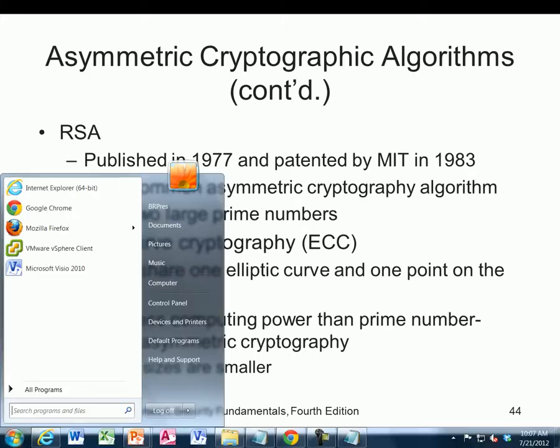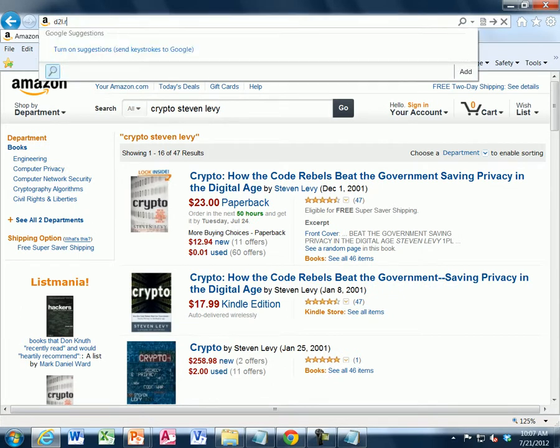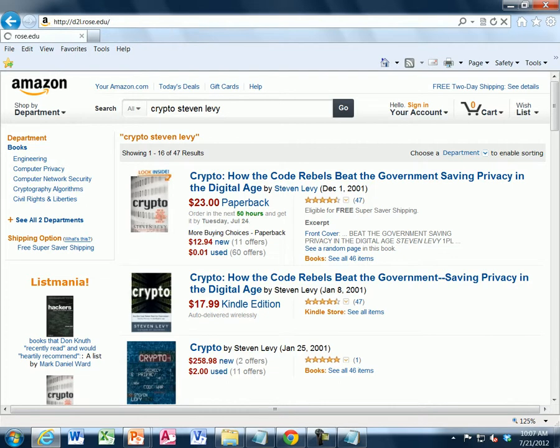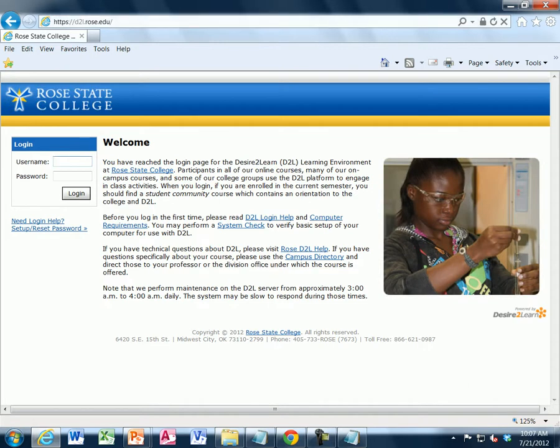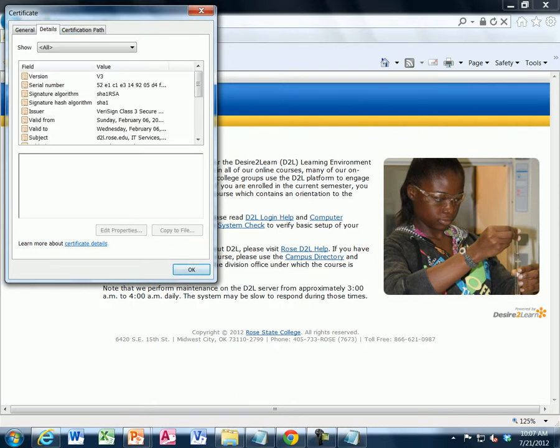Actually, let's go find something. Watch me lie and not be there. Edu. Let's go there. That should have a key on it. Come on. We're waiting for that high-speed DNS server to wake up. Saturday is very slow. Okay, I'm going to view my certificate here from Rose State. I'm going to go to details of my certificate. See that signature algorithm right there? It says SHA-1 RSA. So we talked about hashes already. So it's used SHA-1 with RSA.